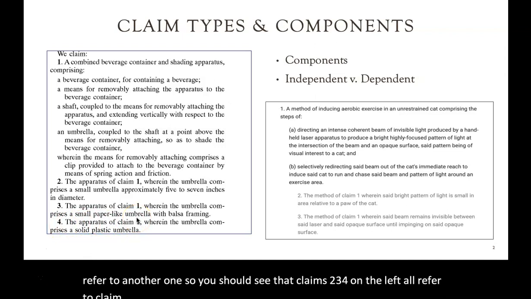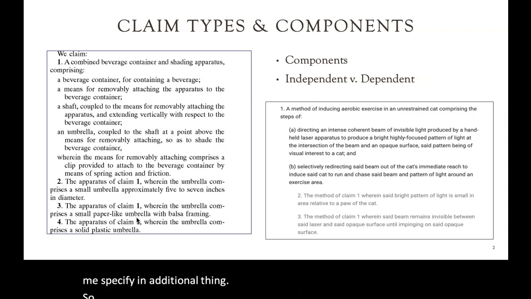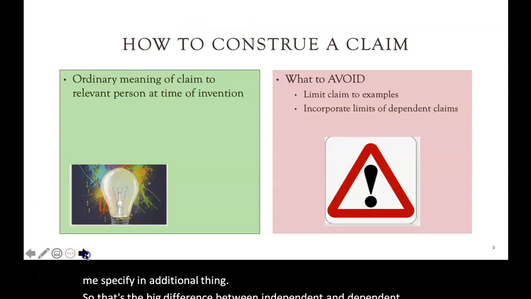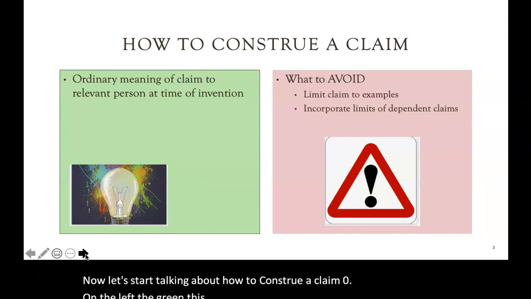So basically, it's a shorthand method. Instead of repeating everything in claim 1, they're saying, okay, all of the above plus, now let me specify an additional thing. So that's the big difference between independent and dependent claims. Now let's start talking about how to construe a claim. So on the left, the green, this is supposed to be your tips for how to properly construe a claim.